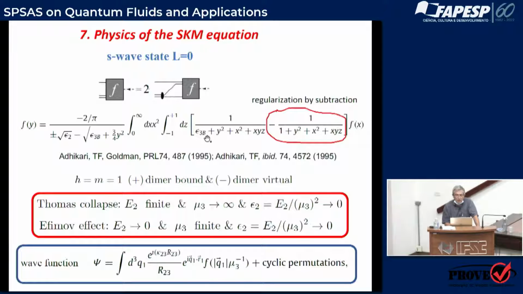And what is the Thomas collapse? Epsilon 2 goes to 0 because the dimer energy could go, epsilon 2 could go to 0 for a fixed dimer energy, and this short range scale going to infinity. Okay, so now we unify it. Now we have to explore this equation. Just to let you know, this is the wave function and cyclic permutation. So if you apply here the free Hamiltonian, this is an eigenstate of the free Hamiltonian.